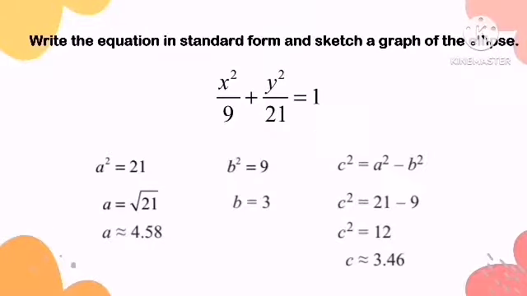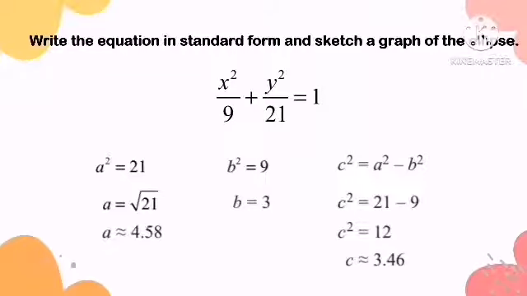Now that we are done with our solution, let's find the value of A, B, and C. So in our A squared, since the major axis or our longer value here is 21, let's use 21 as our A squared. So in order to find A, let's square root 21. So the answer would be 4.58. So let's proceed to B. Since our minor axis or shorter value in the equation is 9, we will use 9 as our B squared. So, in order for us to find B, let's square root 9 first. So, the answer would be 3. So, our B is equal to 3.